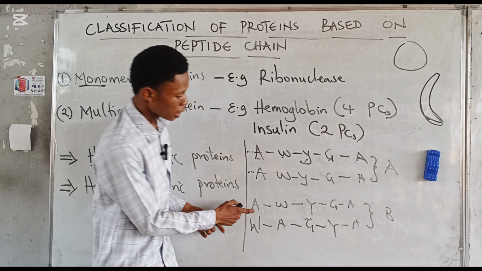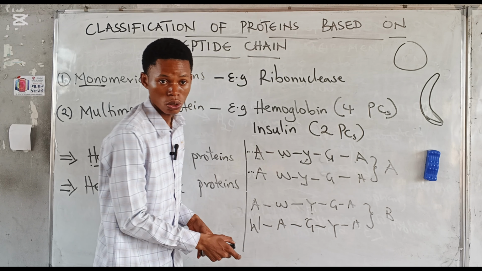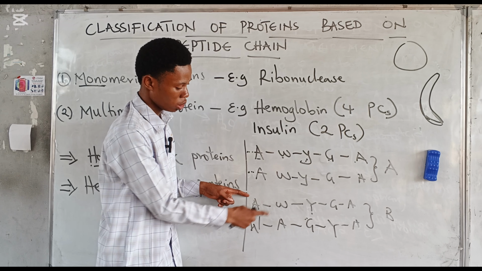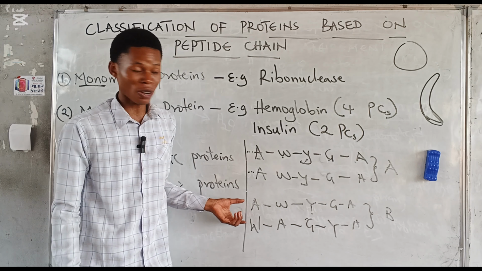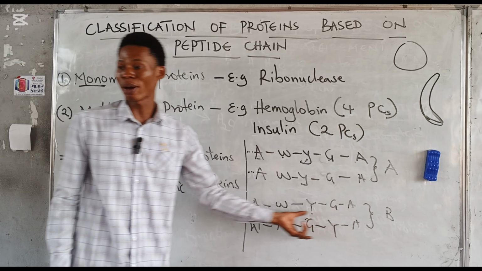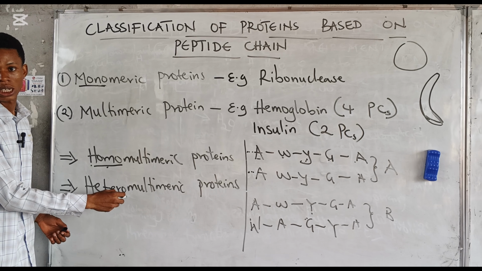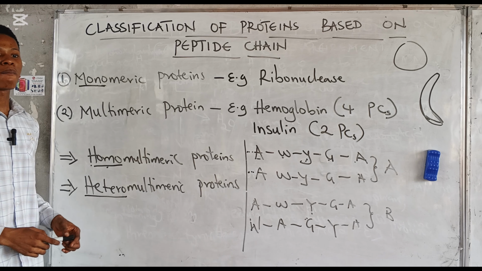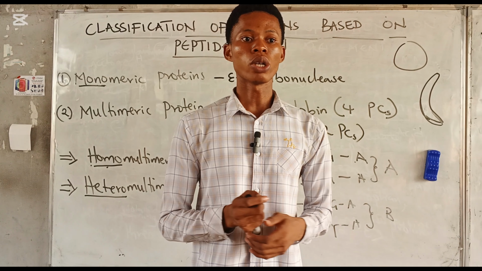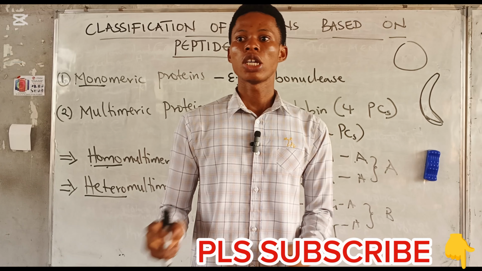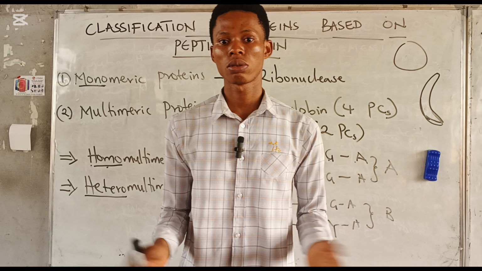Now, look at this one. Is the amino acid sequence in the first polypeptide the same as the one in the second polypeptide? Here is A, here is W. Here is W, here is A. Here is Y, here is G. So the two are different. The amino acid sequence here is different from the amino acid sequence here. So we call it what? Heteromultimeric. So if the polypeptides that make up that protein have the same sequence, we call that what? Homomultimeric. If they have different sequences, we call it what? Heteromultimeric. That's it. Any question?